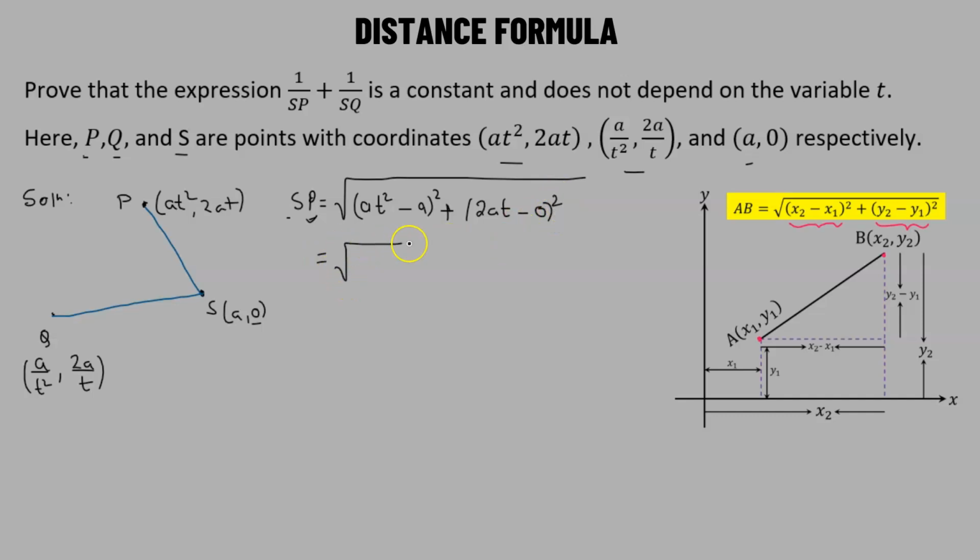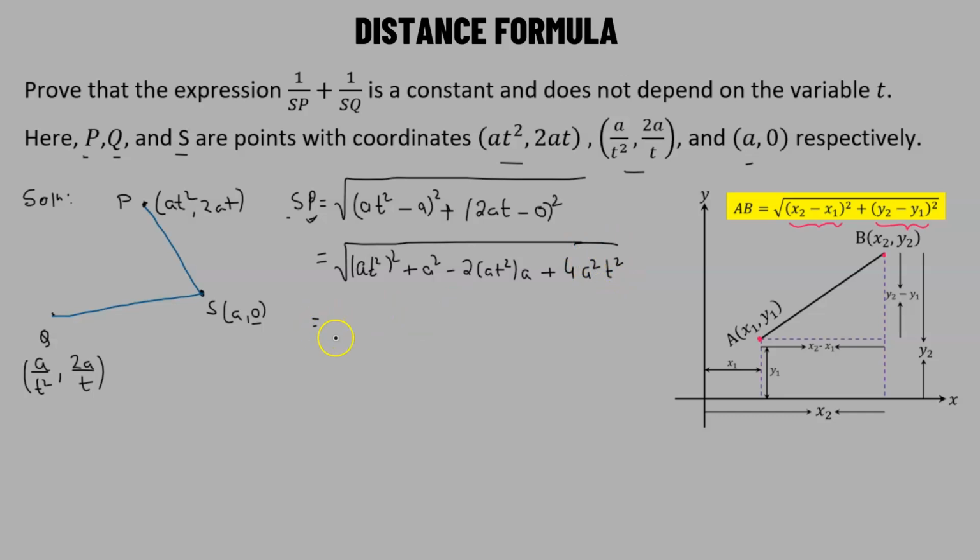Let's simplify. So underneath the square root, now we have at squared minus a whole squared. We're going to expand it by using a minus b whole squared. So that's simply going to be at squared whole squared, then we have plus a squared minus 2 times at squared times a. And then we have 2at whole squared because 0 doesn't count here. So 2at whole squared will be 4 times a squared t squared.